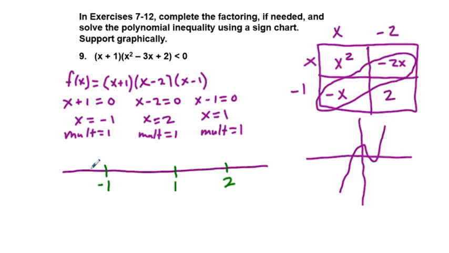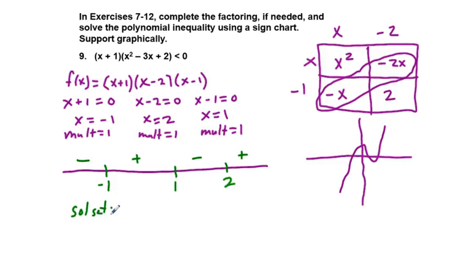Again, with this general shape, we know to the left of -1, we're going to be below the x-axis, so that's going to be negative. Between -1 and 1, we're above the x-axis, that'll be positive. Between 1 and 2, we're going to be below the x-axis or negative, and greater than 2, we're going to have positive.